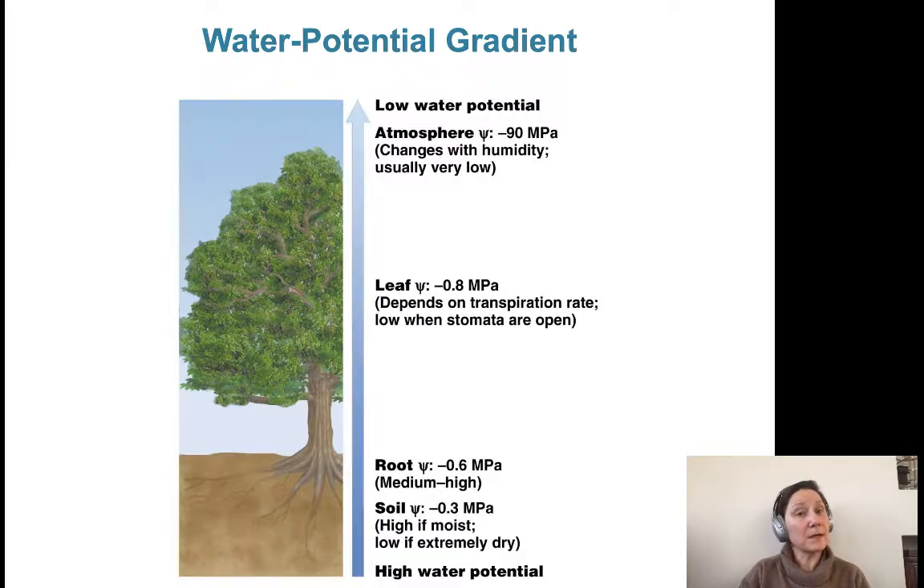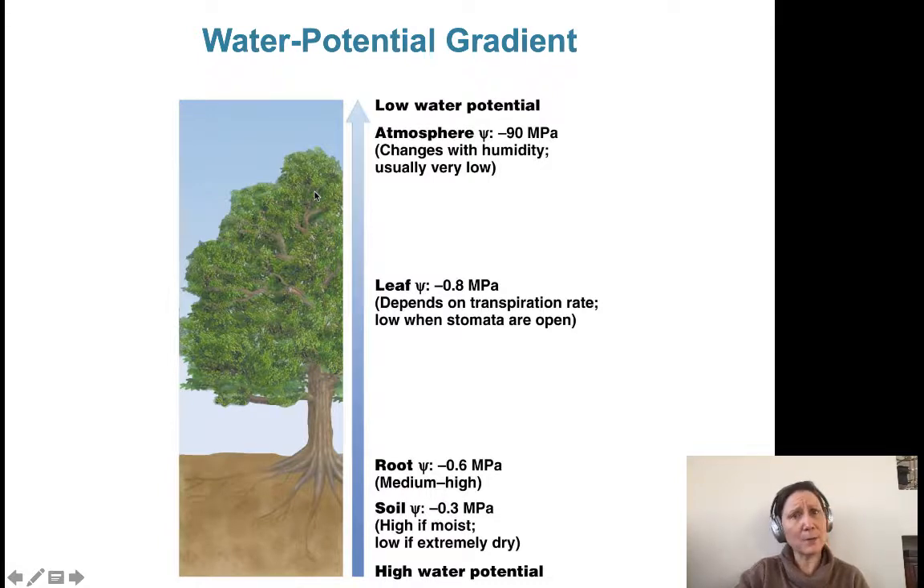There can be some variations on that theme. So if you have a very dry environment or salty soils, then you may have lower water potential than usual in the soil. If you're in a very humid environment or in the tropics, you're going to have a higher water potential at the leaf surface. But generally speaking, water potential is higher at the roots, lower at the leaves.